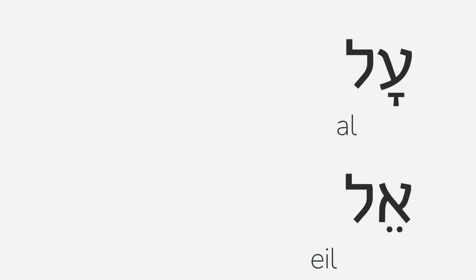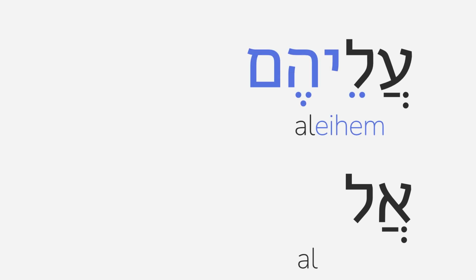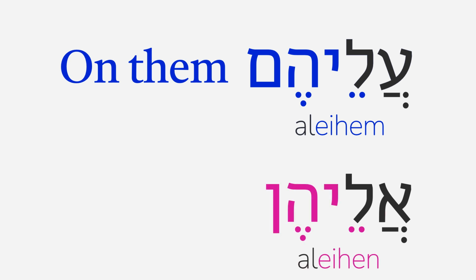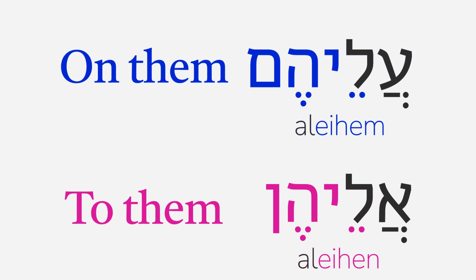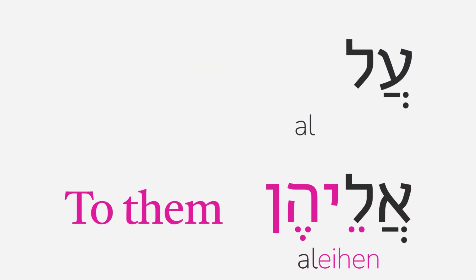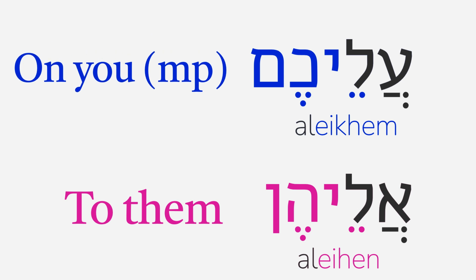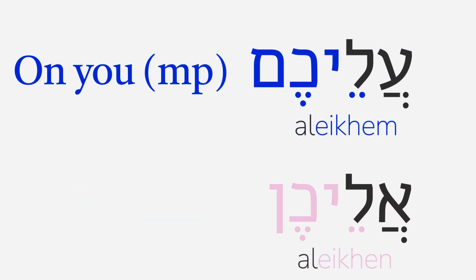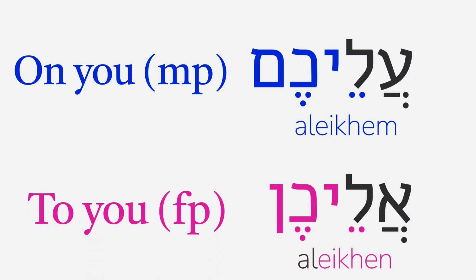When the them or plural you suffixes are added onto al and el, the vowel in both words becomes a patach shva. The masculine them suffix is ehem, so on them is alehem. The feminine them suffix is ehen, so to them is alehen. The masculine plural you suffix is chem, so on you masculine plural is alechem. The feminine plural you suffix is chen, so to you feminine plural is alechen.